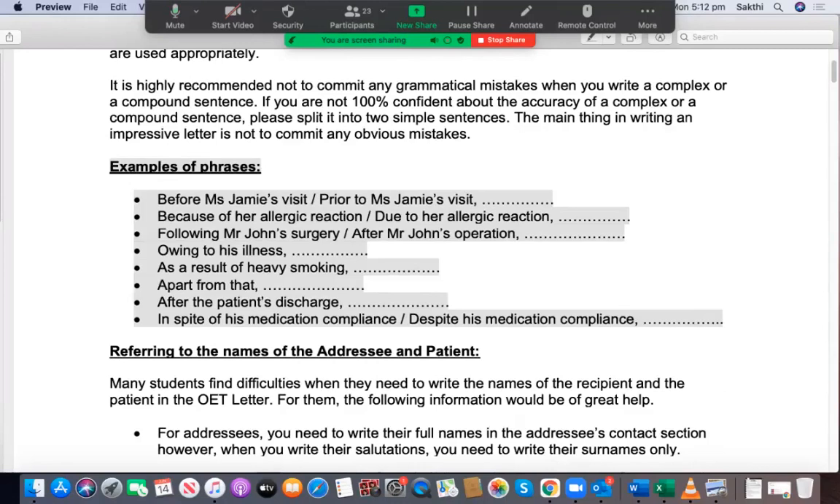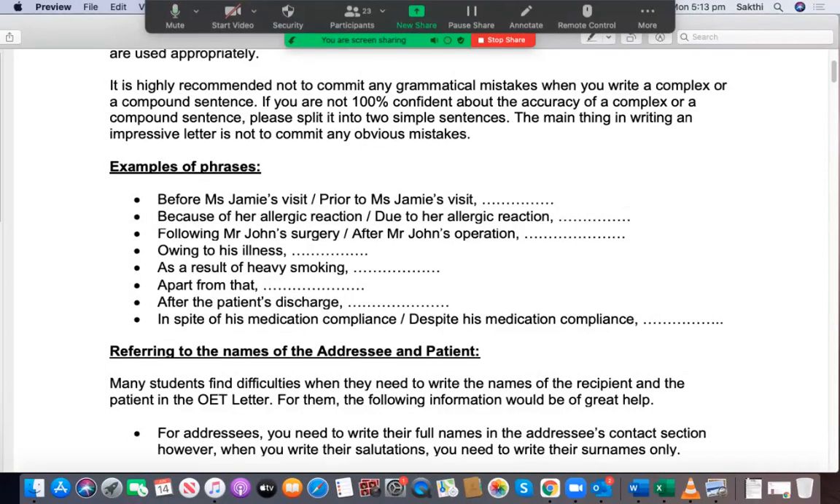For example, when you go through the first phrase, I have written before Miss Jamie's visit or prior to Miss Jamie's visit, comma, and then you write whatever information you want to write. So this is just a phrase only, but according to the patient's name, you have to change it a bit. And then you can also write this phrase: because of her allergic reaction or due to her allergic reaction, comma, and then you can write the second part of the sentence. Okay, so these are only the short phrases that can help you improve your writing skills.